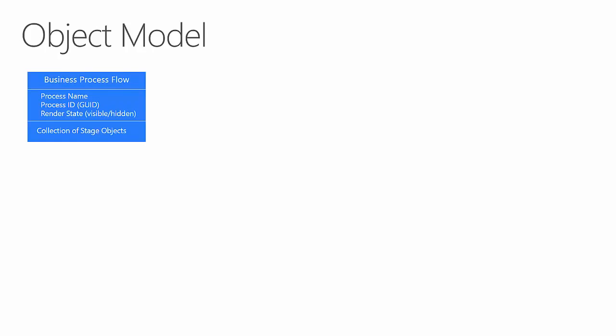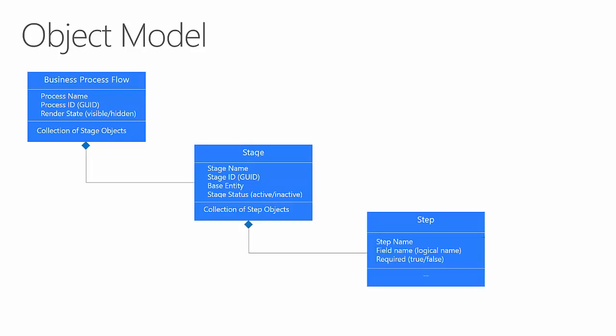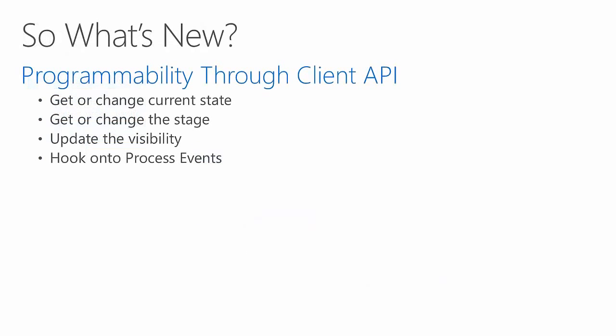Within the business process flow, we have a collection of stages. A stage object contains the stage name, the stage ID, the entity that it is based off of, and the status of active or inactive. Within this stage, we have a collection of steps. A step contains the step name as well as the field names, and finally, if it is required or not. So what is possible with the client API for business processes?